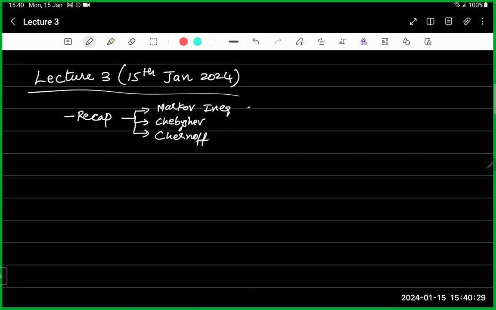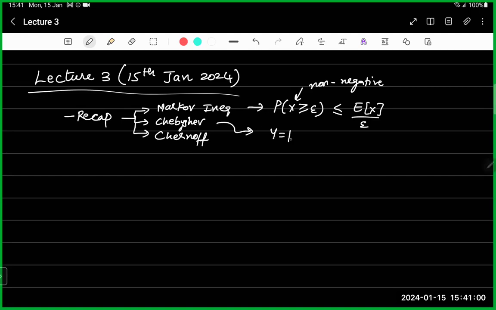So what was Markov inequality? Is it true for any random variable? Only non-negative random variables. Then what is Chebyshev? Just apply Markov inequality on Y equal to (X minus expected X) whole square, right? And apply Markov.